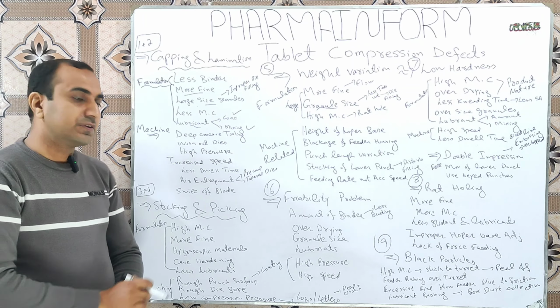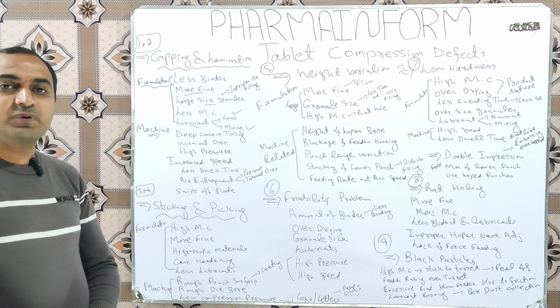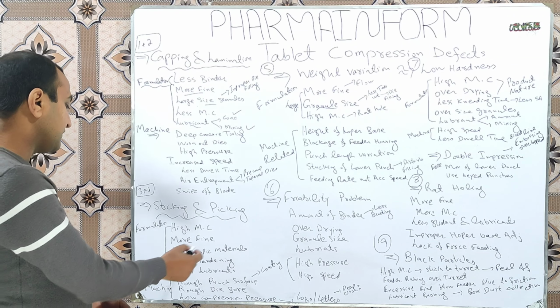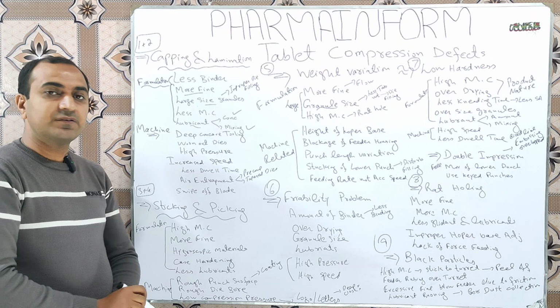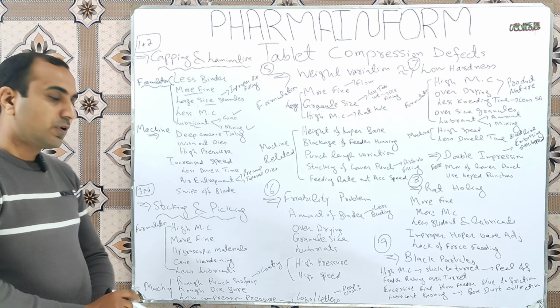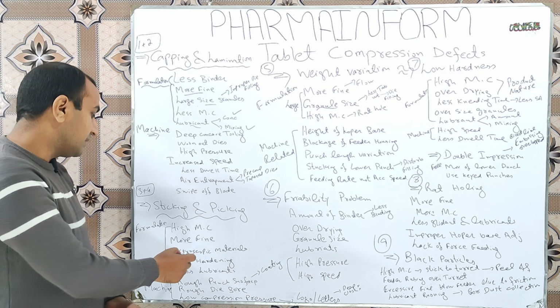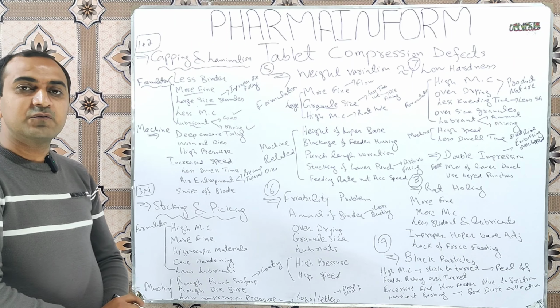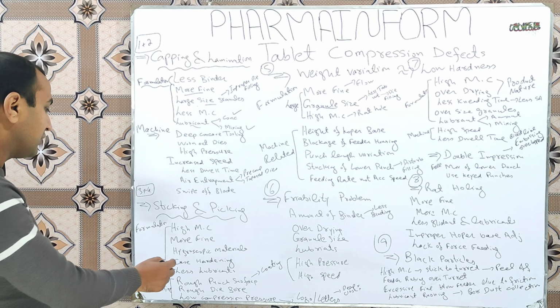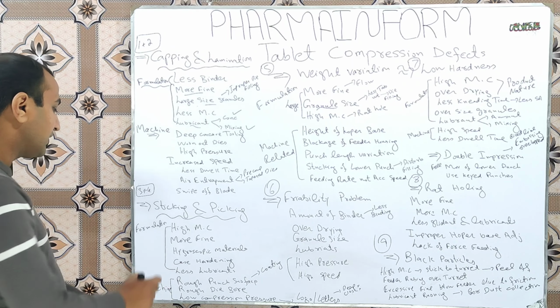Sticking and picking reasons: higher moisture content, more fines, hygroscopic materials in your formulation, case hardening, and less lubricant. So properly dry your formulation or product; reduce the fines, do not use hygroscopic materials; for case hardening, the link of the video is given in the description, must watch the video; and increase the amount of lubricant. What are the machine related causes?